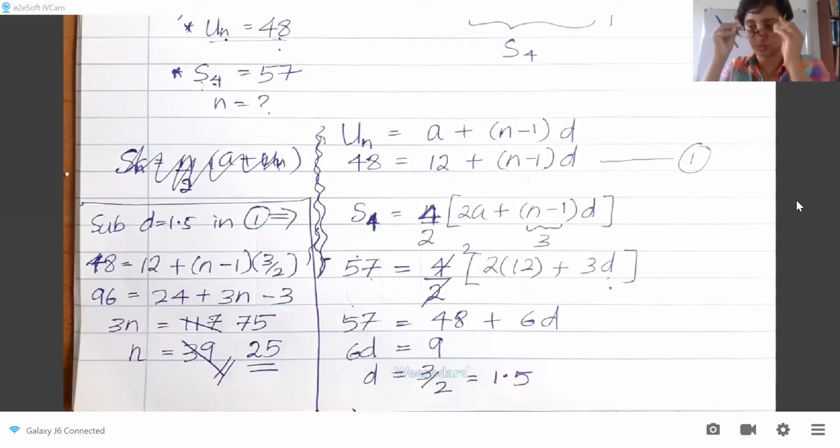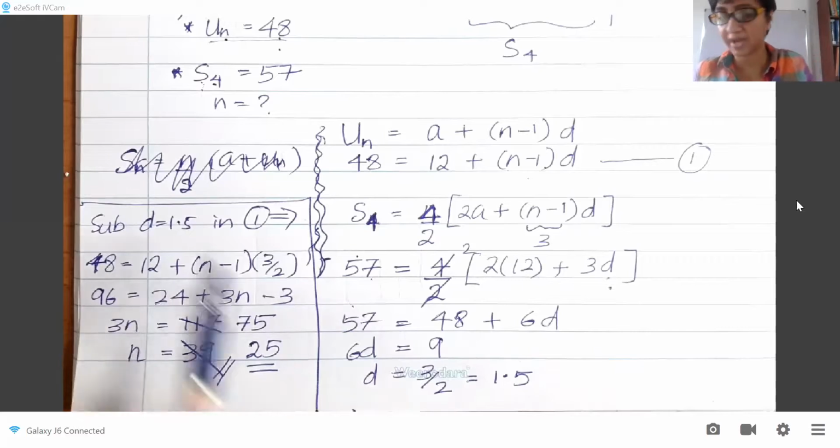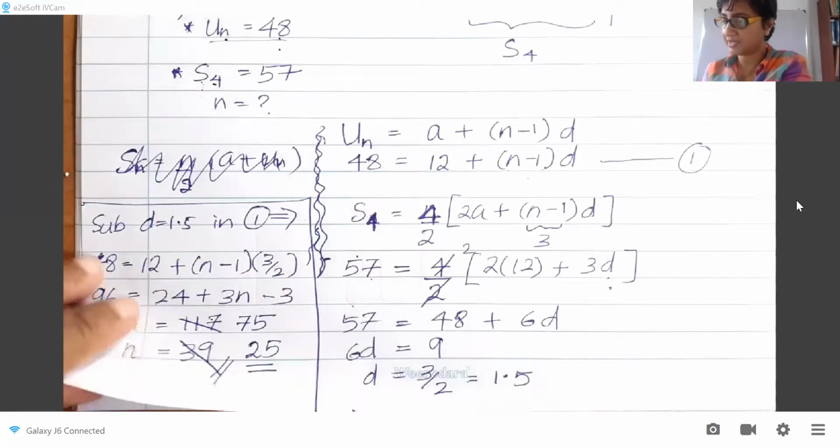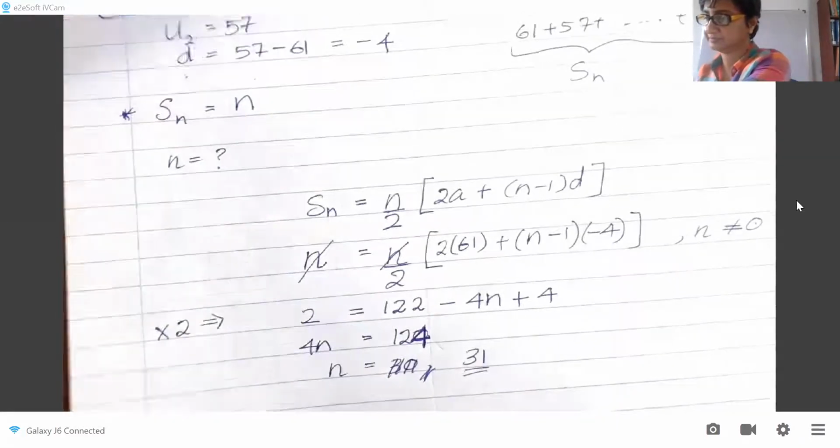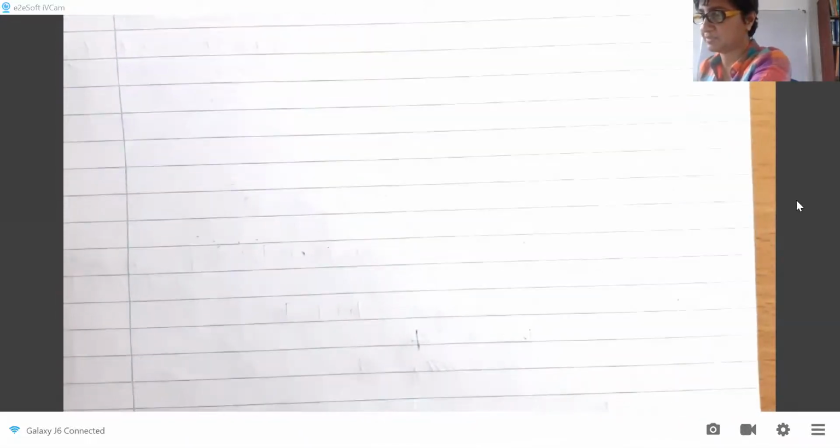Let's do one more in exercise 4b. No, there is a part B. So that's part A. Let's do part B in 18. Same question, part B.